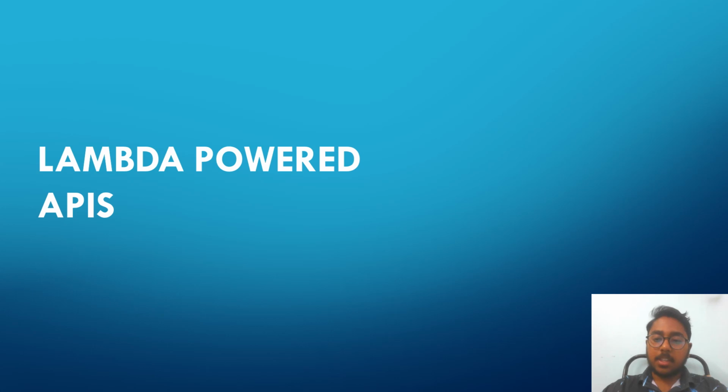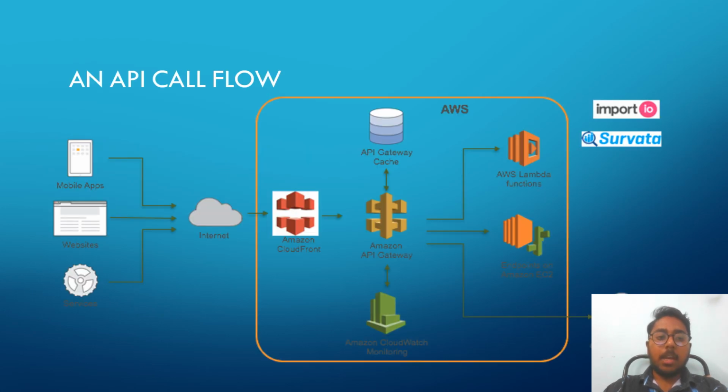Lambda powered by APIs and the API call flow. First, the mobile application. We will get requests from mobile applications, websites, and services through the internet. It reaches Amazon CloudFront. Amazon CloudFront will be close to these end users to get information as soon as possible, and it will pass to API Gateway.